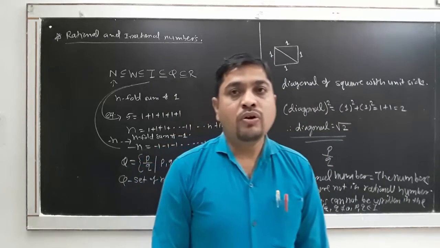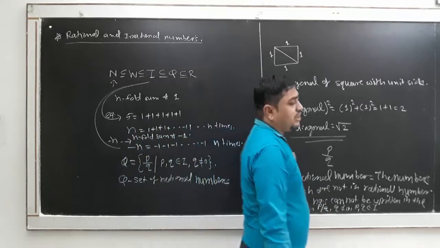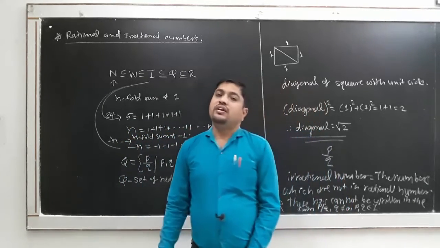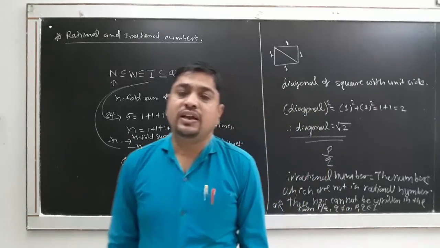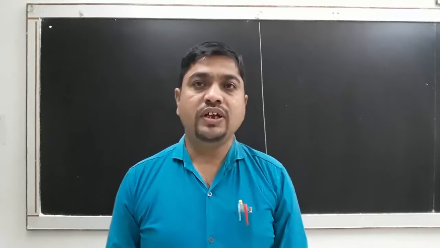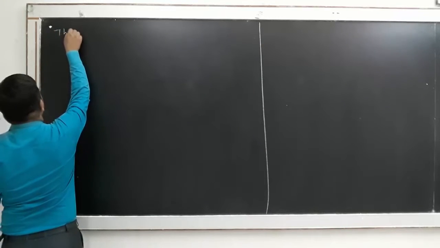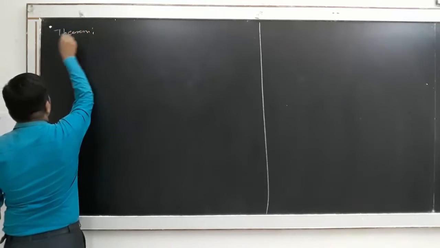Okay? And then, you know, R is the union of the rational and irrational numbers. We will take one problem on this, or we can say a theorem. It can be asked as a theorem or a problem also.